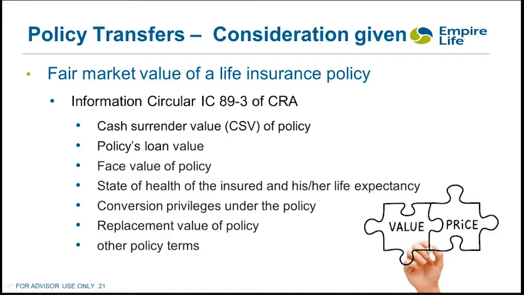The list of factors that would be considered includes the cash surrender value of the policy, the loan value, the face value of the policy, the state of health of the insured and their life expectancy, conversion privileges under the policy, the replacement value of the policy, as well as any other terms of the policy that could be relevant. The application of these factors could produce a fair market value which is materially different than the cash surrender value of the life insurance policy. For instance, if the life insured is expected to die imminently, the fair market value of the interest may approach the total death benefit in the extreme case.